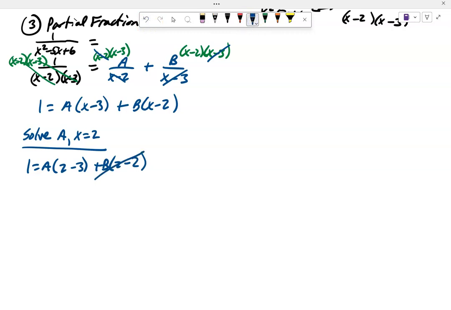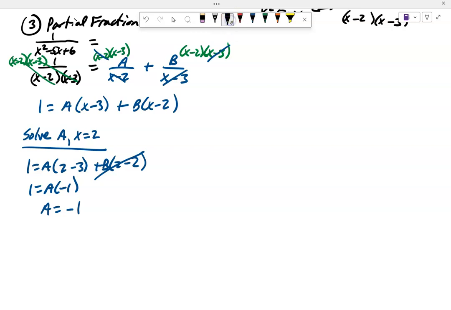See how that's gone? I got b times 0, right? So again, I'm solving for a by picking a convenient value of x. So 1 equals a times -1. Divide both sides by -1. Okay, so my a is -1.